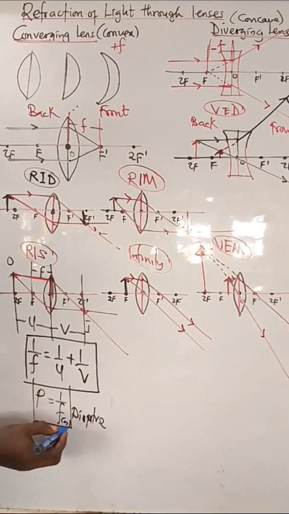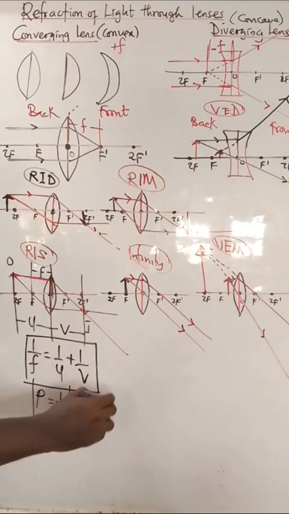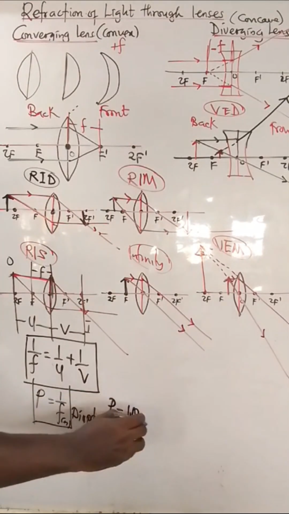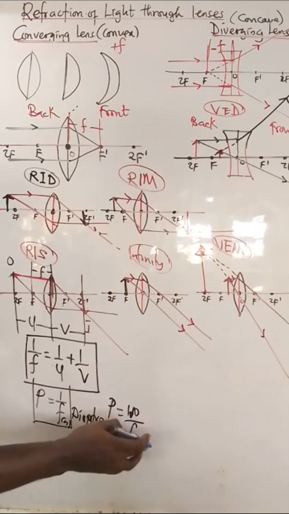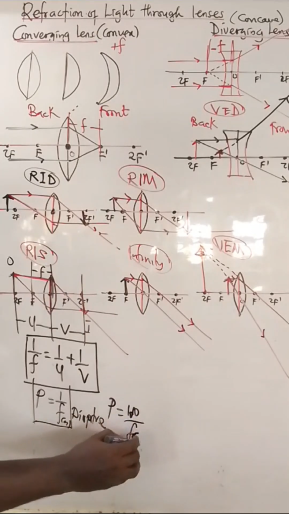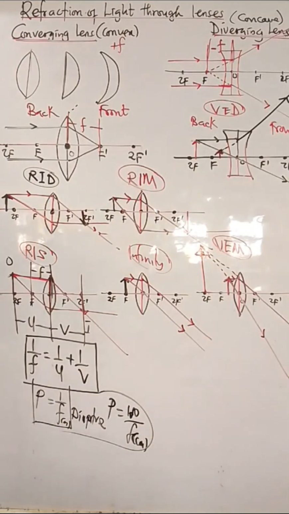Most times you'll be given centimeters, so first convert to meters. But if you are lazy to convert, just use P equals what? 100 over F. If F is in centimeters and I don't want to convert, just do what? 100 divided by F in centimeters. You get the power of the lens.